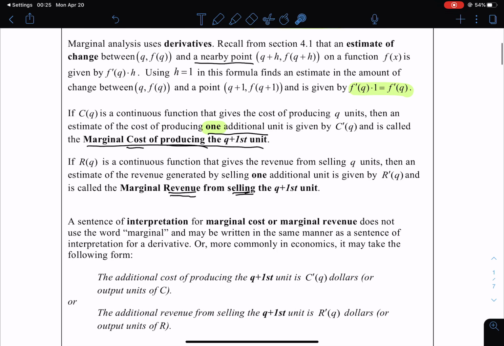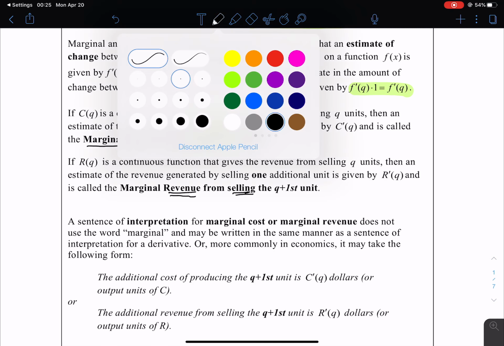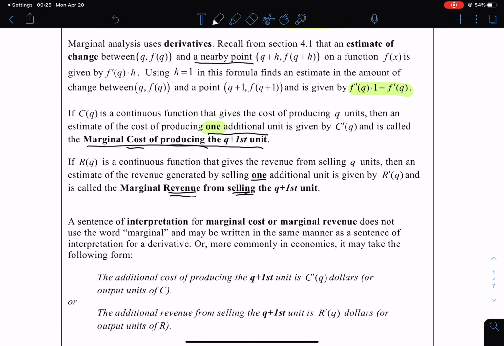And we have the same idea for revenue. So the revenue is still 1. The keyword is still 1 additional unit.